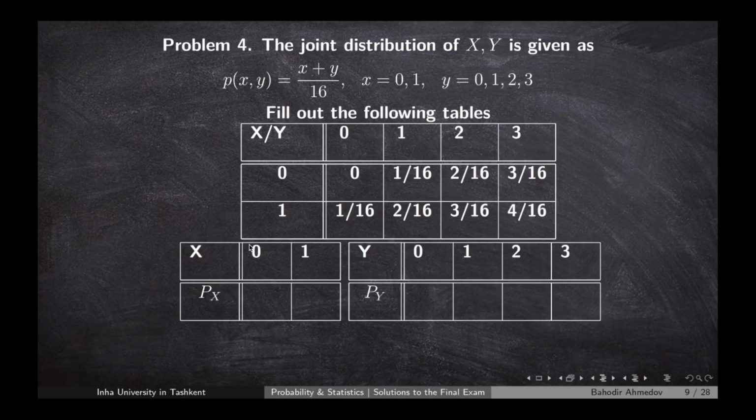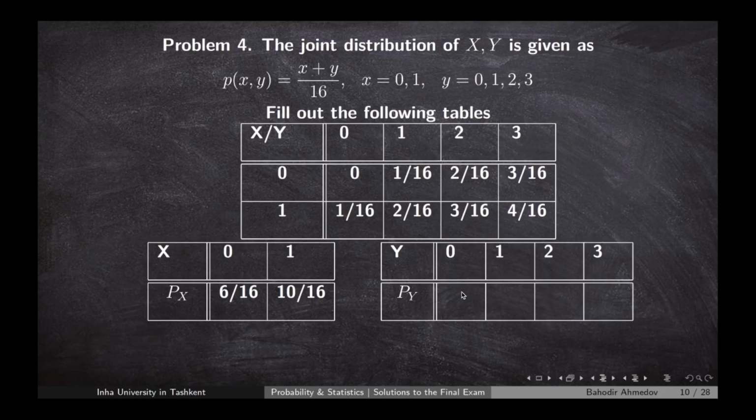So if I would like to find the marginal probability of the x, I will need to sum all the numbers in the rows, right? So I'm asked here, what is the probability that x is equal to 0 no matter what y is? It means that I just need to sum all the numbers here. It's going to be equal to 6 over 16. And the probability that x is equal to 1 means that I need to sum all the numbers here in the second row. So I can fill out this in this way.